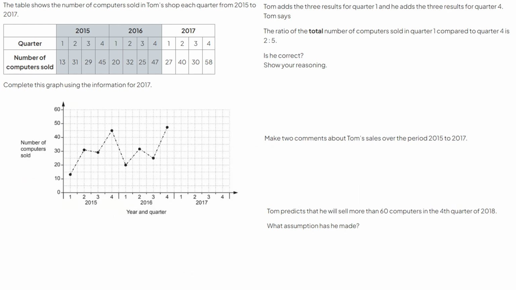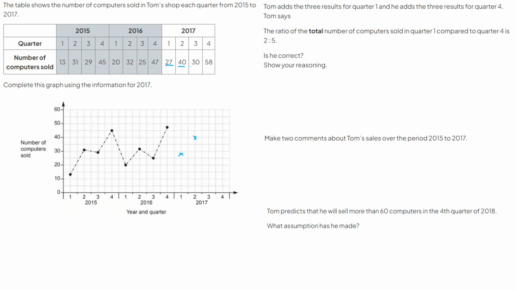Now let's take a look at this question. For this one, we're told the table shows the number of computers sold in Tom's shop in each quarter between 2015 and 2017. So use the graph to show this information. Well, we know that for each of them, this is going to be 27. So if this is Q1, 27 is roughly here. Q2 is going to be 40. So let's put 40 here. Yeah.